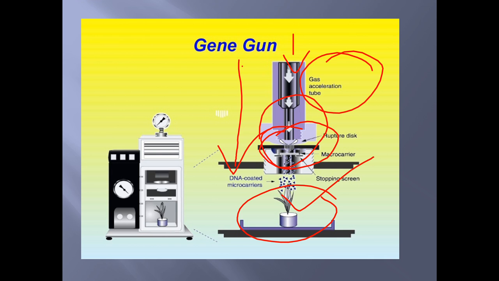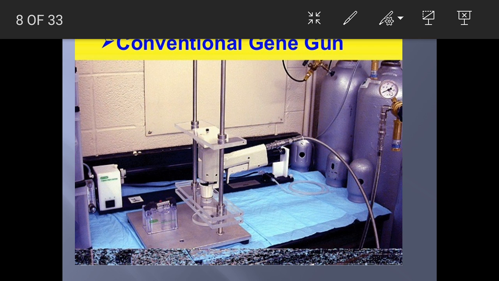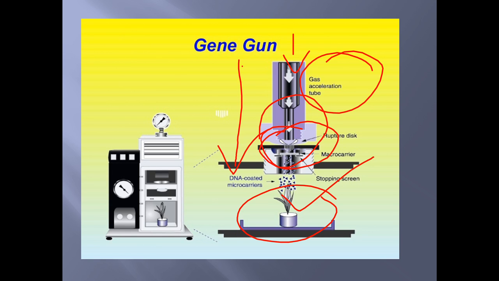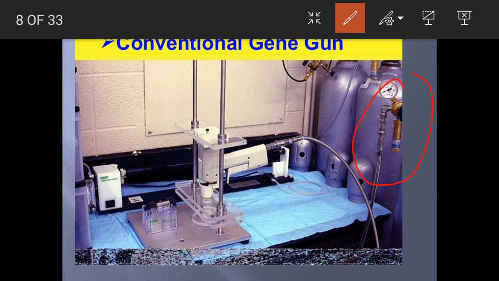So this is what is actually done in the case of the gene gun. This is the conventional gene gun, and this is how it actually works. In the previous slide you found just the diagrammatic representation, and this is how the conventional gene gun actually looks. These are the cylinders which contain the helium gas. This is the pipeline through which the helium gas is inserted, and here you are going to find the microparticles.